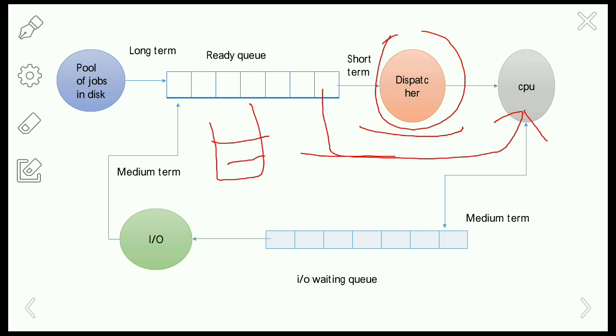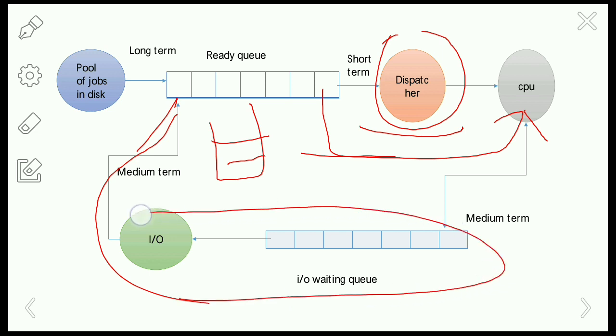So this is about the different types of schedulers and how they work. In the medium term scheduler also, if your process is in the blocked or waiting state, and it is free from the input output interrupt, then it is again placed in the ready queue for the execution. So these are the different types of schedulers and different functions of the schedulers.